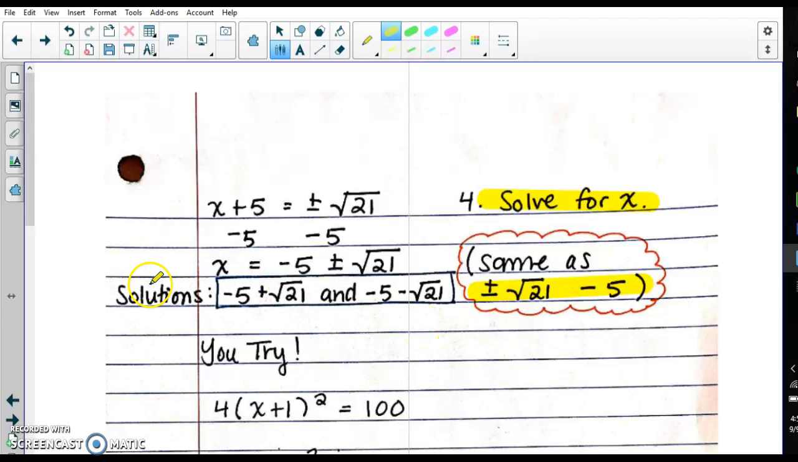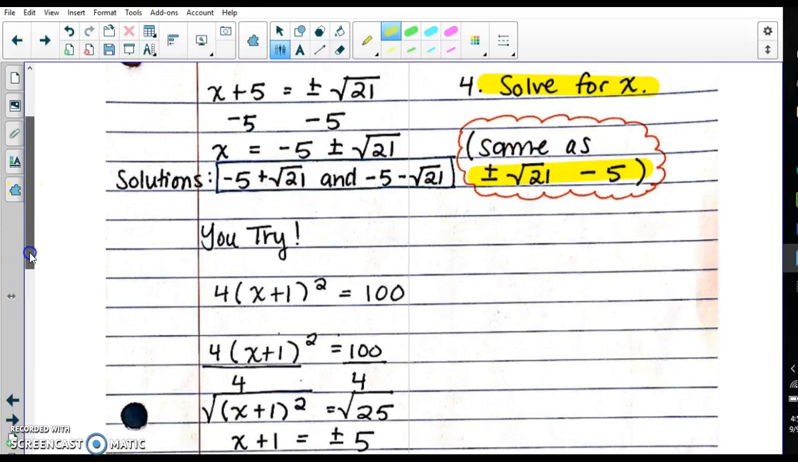All right, so next there's a you-try. You can pause the video here and try that on your own. All right, so first decide, what is your squared term? Your squared term is x plus 1 squared. So you want to get that by itself. And we've got to get rid of the 4. So we're going to divide both sides by 4.